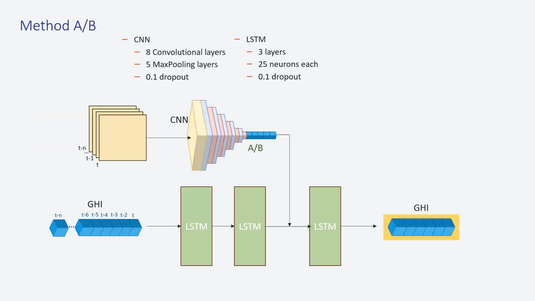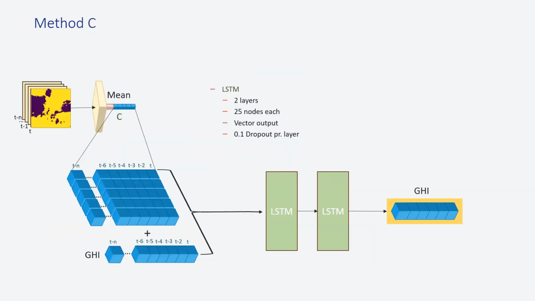So methods A and B are structured like this. We have the CNN, which takes in our image data and extracts some features. We have a two-layer LSTM network, which extracts temporal features from our historic GHI, and they're then concatenated and input into a last LSTM layer, which makes our temporal prediction. For our method using aggregated data, we take the mean or an equivalent measure from the different masks, and then we give it a look back and feed it to a two-layer LSTM.